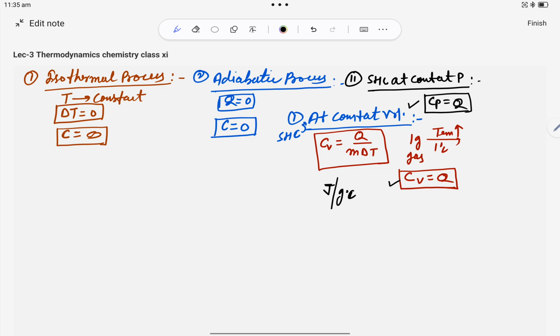Now, molar specific heat capacity, that we have to discuss. That is important: molar specific heat capacity.